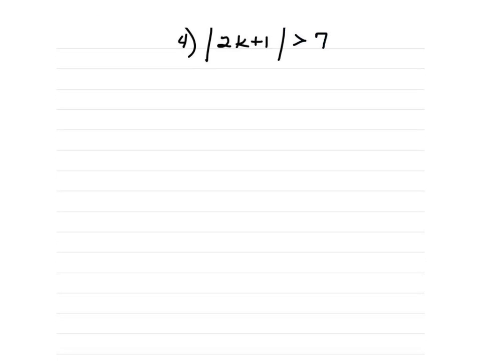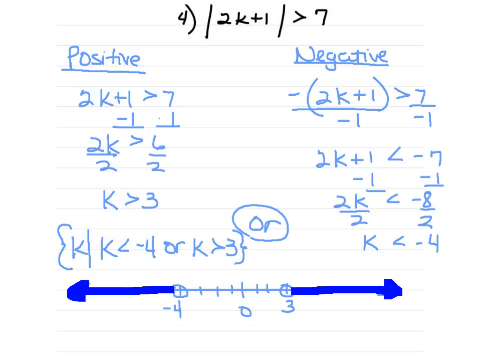Okay, try number 4 on your own. Remember that you have to explore two cases, the positive and the negative. And because this is a greater than, you'll have to graph it, of course, as a union, an OR compound inequality. Pause the video now. Okay. All right, check your solution. I have all values for k where k is less than negative 4 or k is greater than positive 3. And there's your graph.